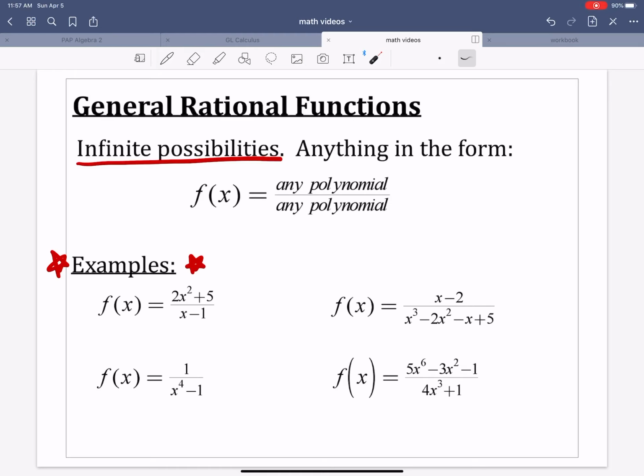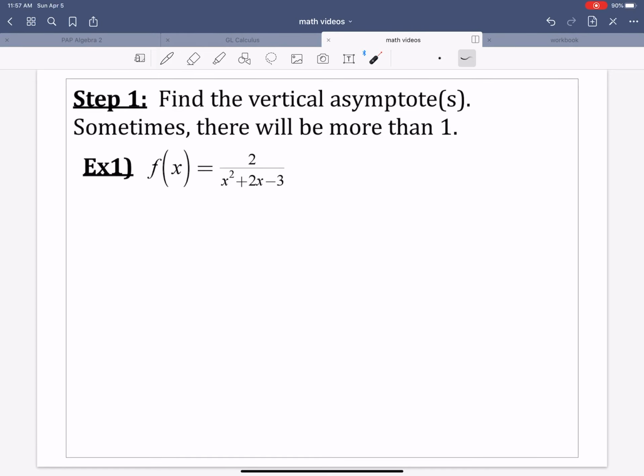Okay, so you're going to be asked to graph these rational functions and identify some key attributes. So in this lesson, we're going to go through a series of, I think it's 5 steps that you can always approach on tackling these problems. Step 1 is to find the vertical asymptote. Now, if you watched the last lesson, you know the vertical asymptote is the x value that makes the denominator equal to 0. And in this case, sometimes there will be more than one vertical asymptote.